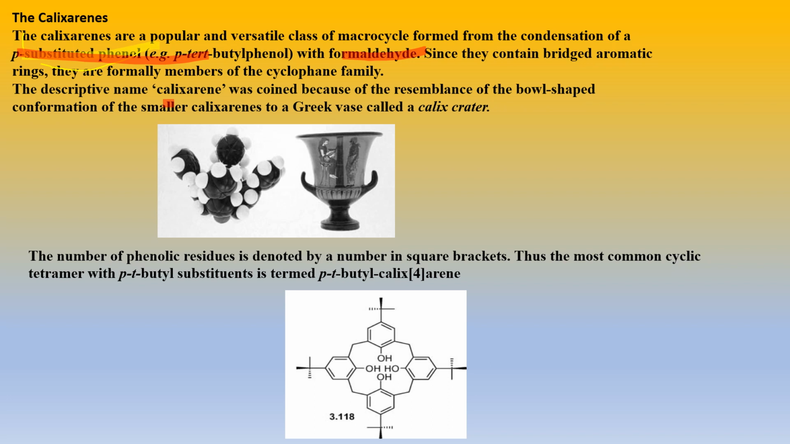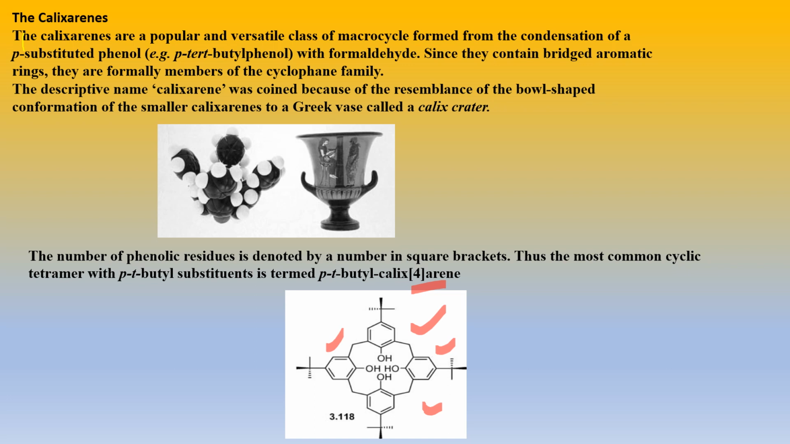The name Calixarene was given because it resembles a Greek vase known as Calix crater. This is Calix crater. So this is a simple Calixarene. Usually for a Calixarene, there will be a number mentioned in square brackets. The number is nothing but the number of aromatic or phenyl rings present. So here you can see 4 is represented, so 4 aromatic rings are present.